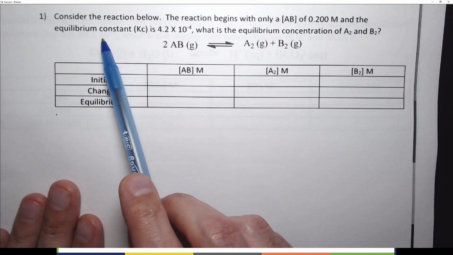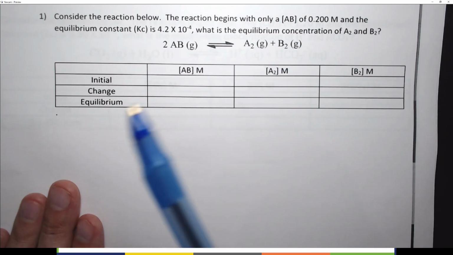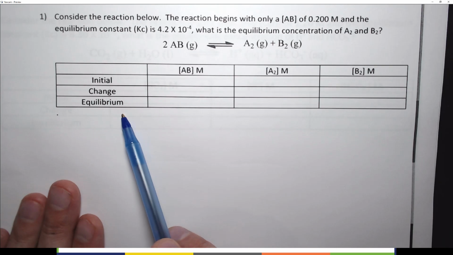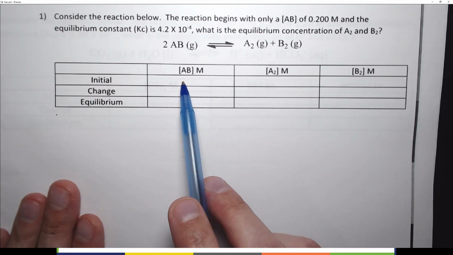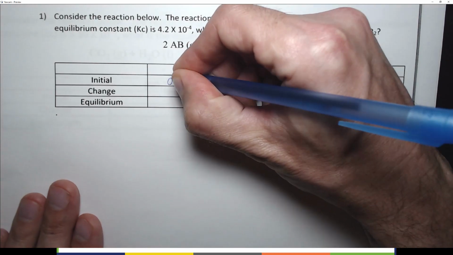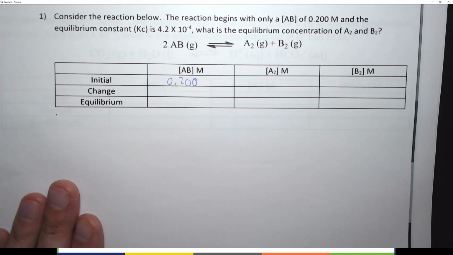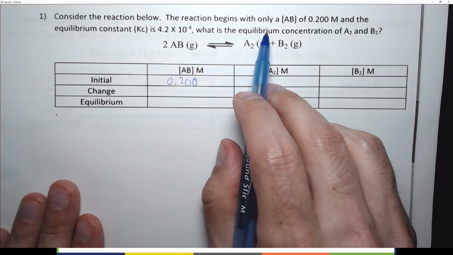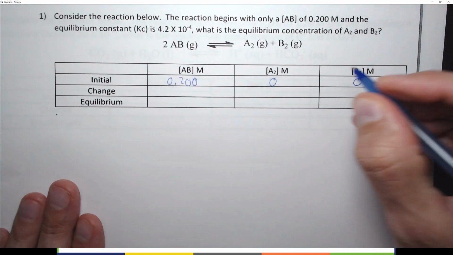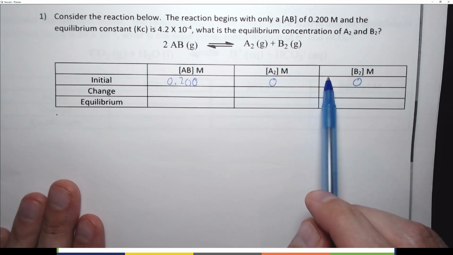Sometimes you'll see these as RICE tables where the reaction is included. I do them as ICE tables, but that's fine. R for reaction, change, and equilibrium. Well, initial concentration is straightforward because it's given. This is 0.200 molar. And it says we begin with only reactants, so the concentration of A2, the first product, and B2, the second product, are both 0.